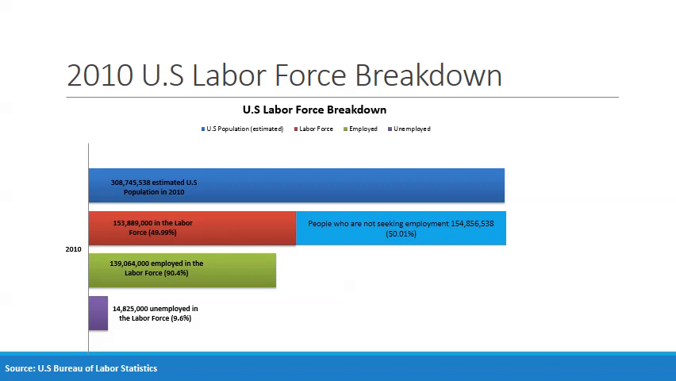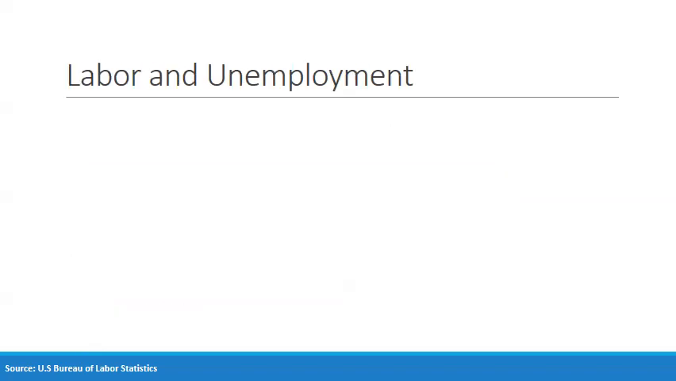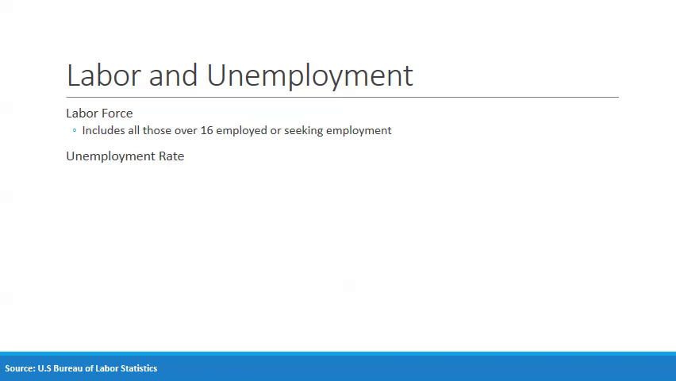So half the people in the country are in the labor force. Of those in 2010, 90.4% had a job, 9.6% were looking for a job. So that's how we break this down. We're going to look into details on this labor, and in particular, look more at unemployment. We will start with the labor force. Remember, that includes all those over 16 that are employed or seeking employment. This is a pretty good number. Like we said, it's roughly 50% of the American population.